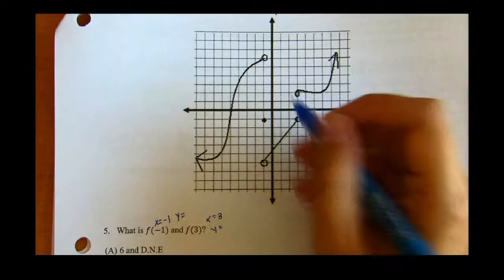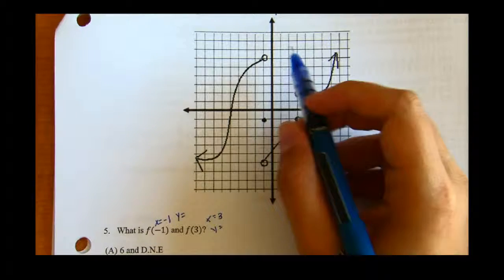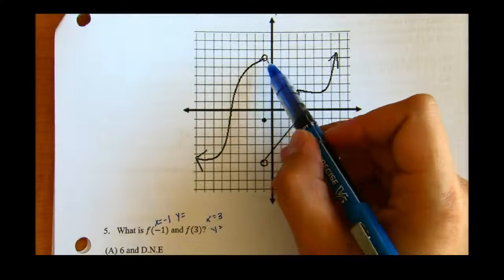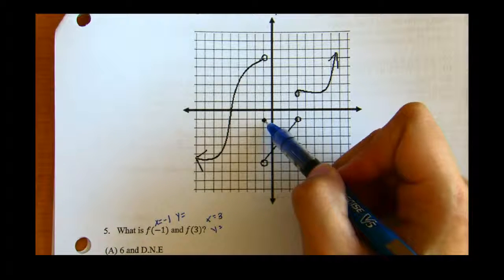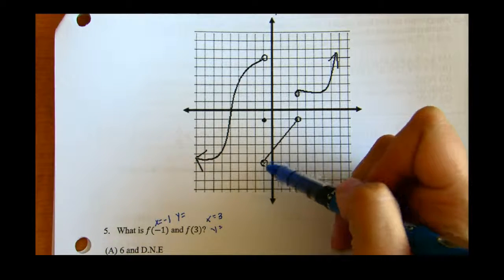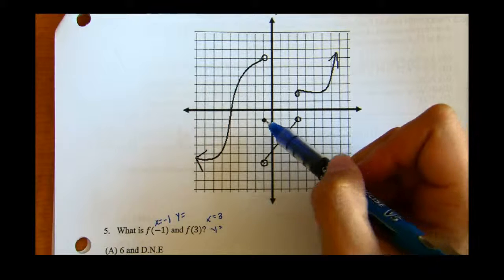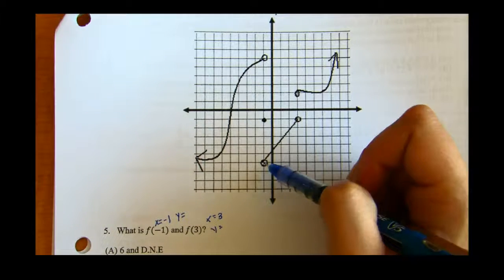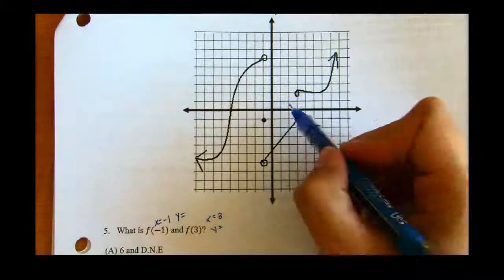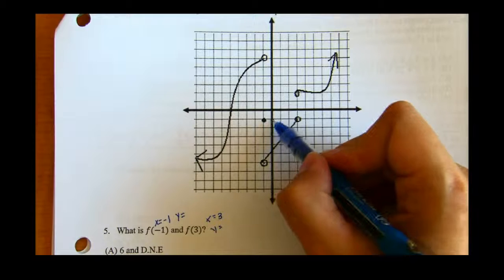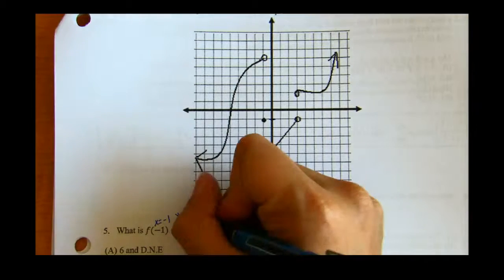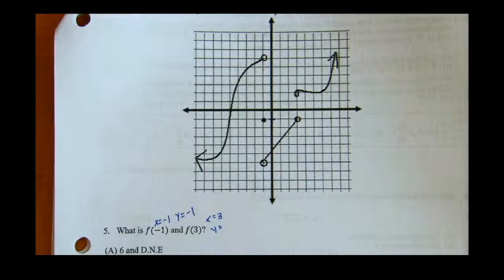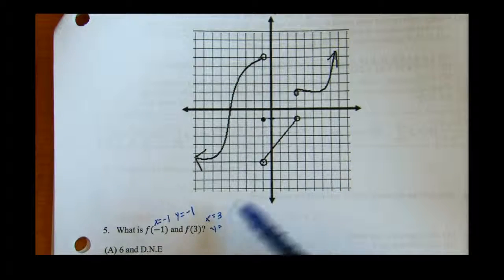So at negative 1, I've got a couple things going on. I've got an open circle up here, closed circle here, and another open circle here. You'll remember that I'm always going to gravitate towards the closed circle. I can ignore the open circles for this problem. So at negative 1, when x is equal to negative 1, my y value is also a negative 1. That was easy.